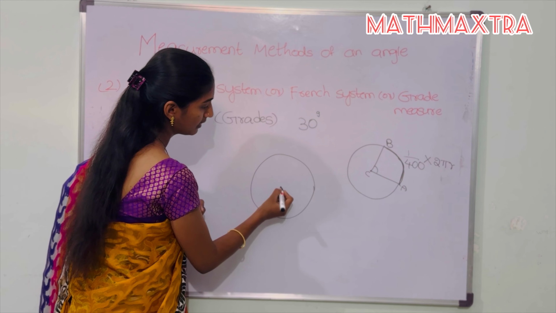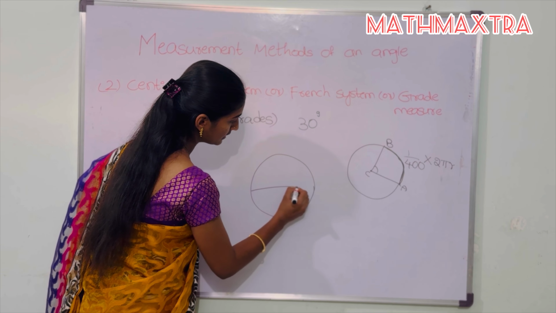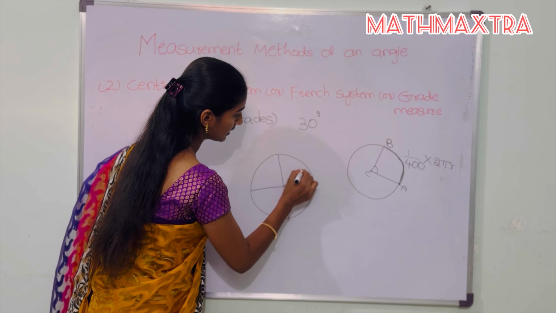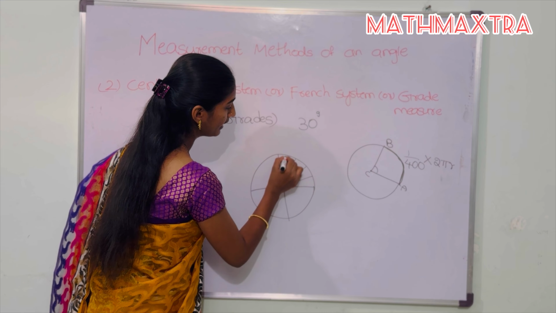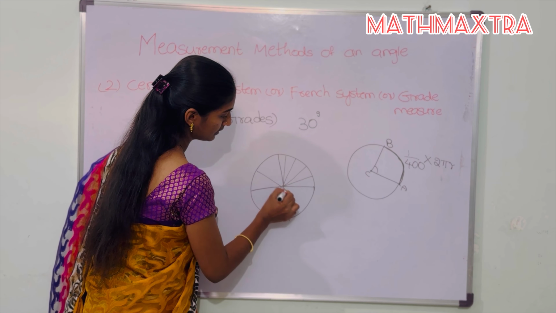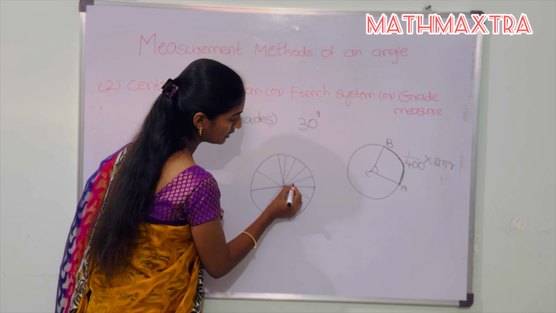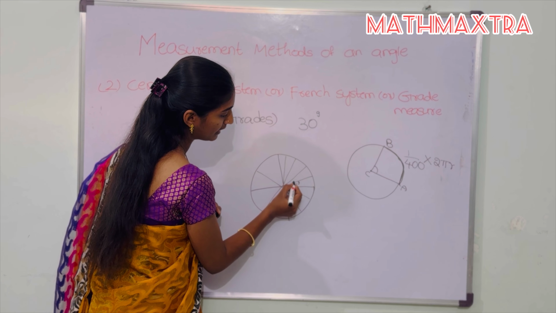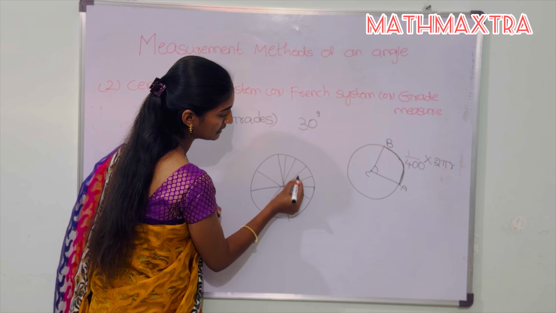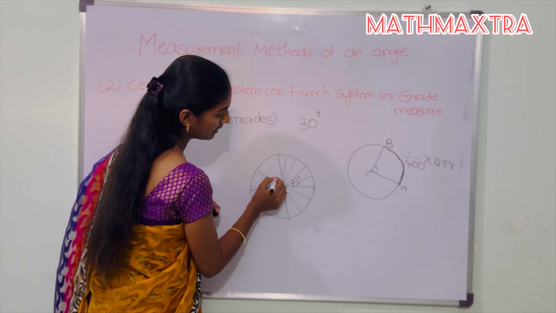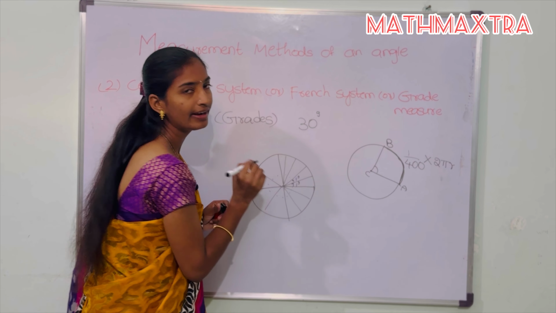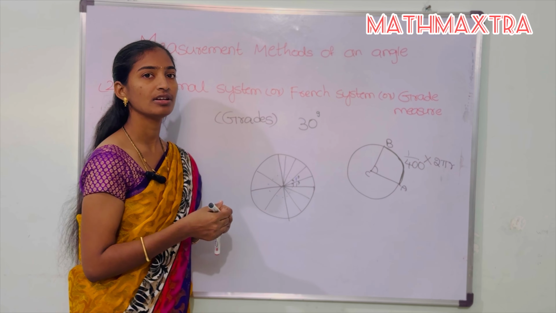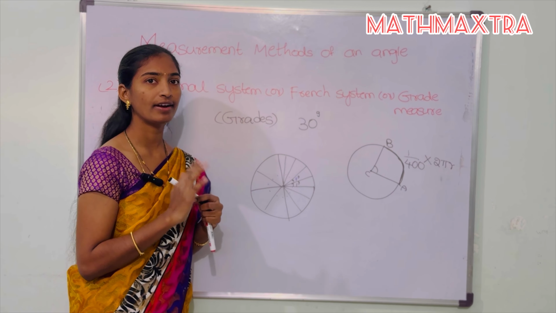And in another way also we can define grade. We are dividing the circle into 400 equal parts. Each part we represent as 1 grade. Similarly, there are 400 equal parts, so one complete rotation will be equal to 400 grades.